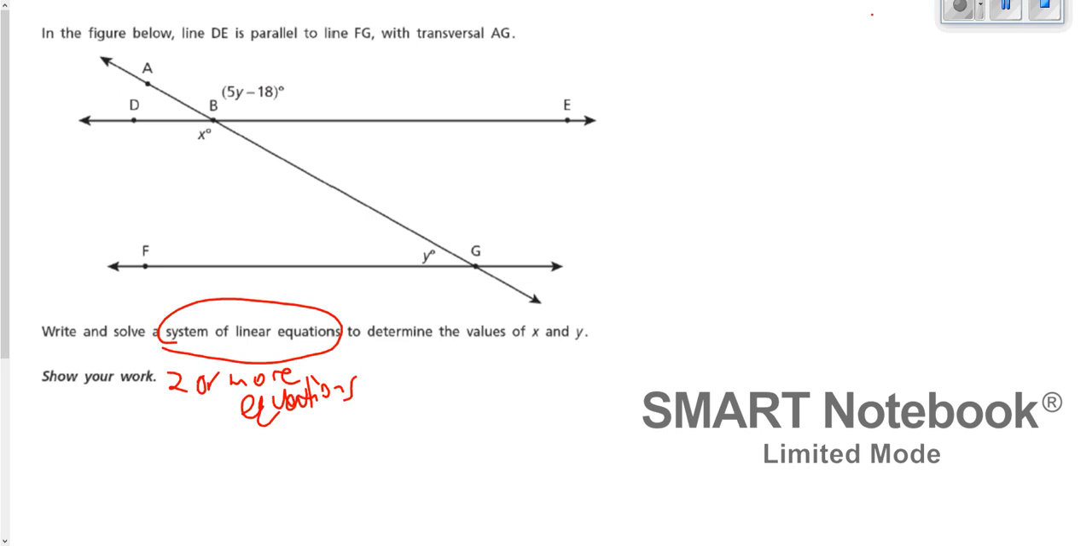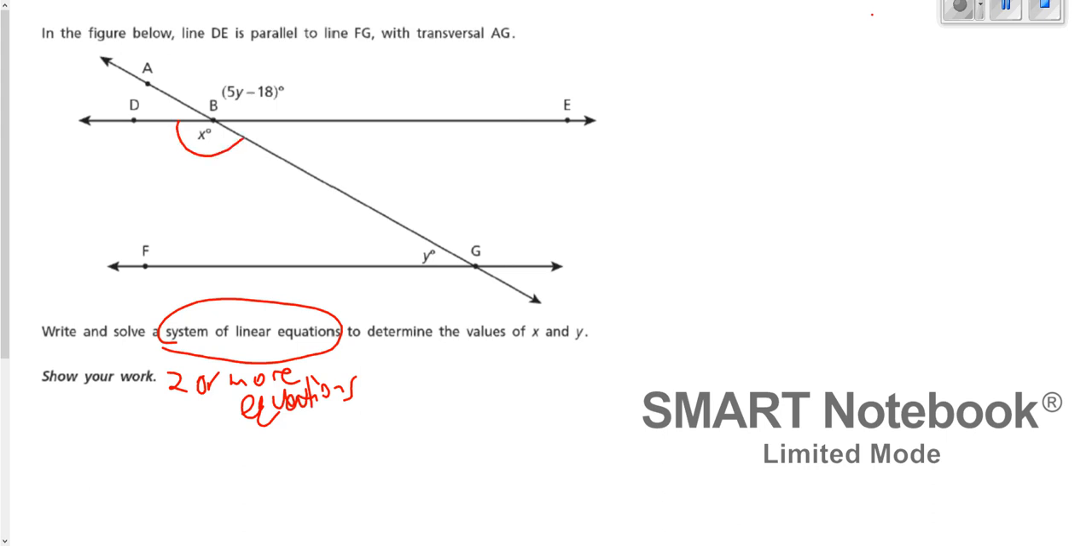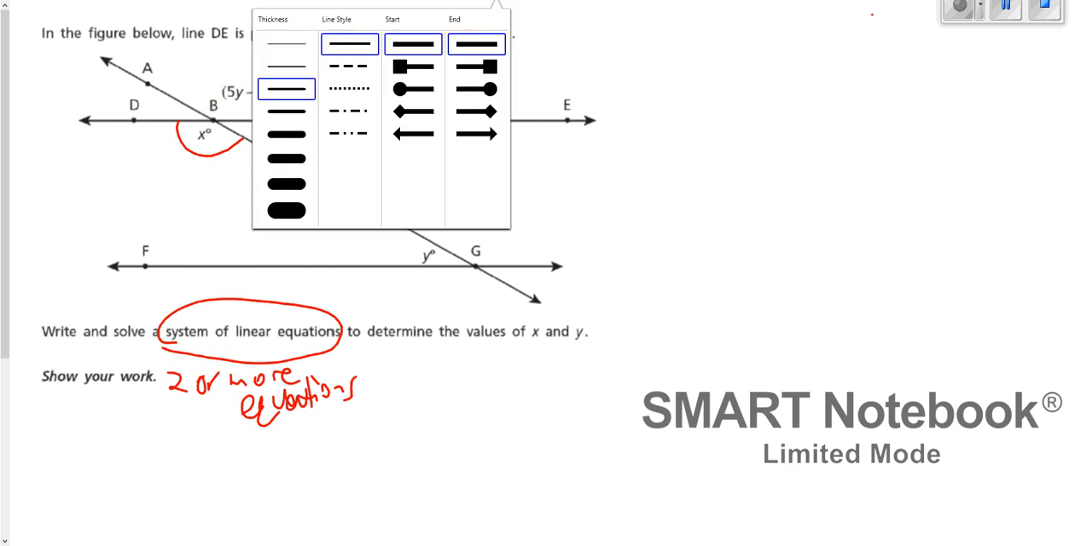Okay, so we have to write two equations here, or more, but we'll stick to two. So I have to look at these angles and see if I notice any relationships. Remember, the easiest one to look for, I'm going to use different colors here. If I go red for angle x over here, and I go blue for the one that's right across from it, what do we know about angles that are across from each other?